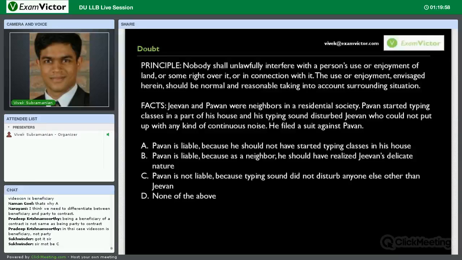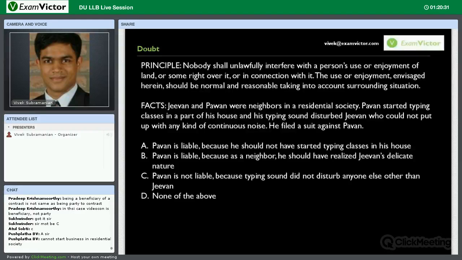It's a residential society. So when the principle says that reasonableness is to be considered taking into account surrounding situation, as far as this particular society is concerned, the surrounding situation implies that it's a residential society and therefore it should be used for residential purposes only. So if Pawan has started using it for commercial purposes and is using the property in such a way that it is disturbing the neighbors, then obviously we can say that there is an interference on the part of Pawan in the lawful use or enjoyment by Jeevan, and therefore we will say Pawan is liable. Now Pawan is liable for which of these 2 reasons between A and B?